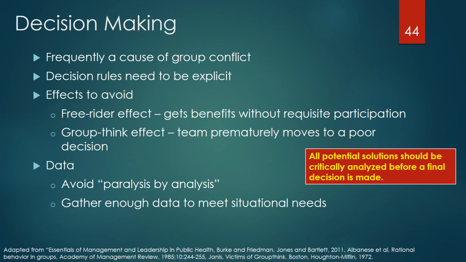The groupthink effect was described by Janis in 1972. Groupthink occurs when the desire for harmony and consensus trumps rational and critical thinking. In this situation, coalitions fail to analyze a problem adequately and as a result prematurely decide on a less than adequate solution. All potential solutions should be critically analyzed before a final decision is made.